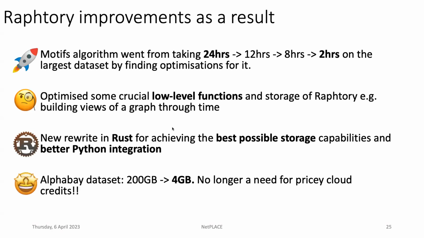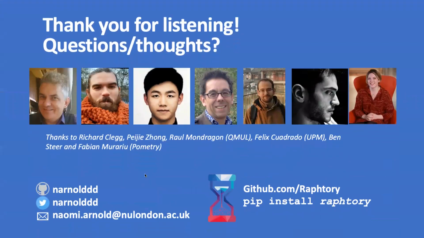And having rebuilt it in this way, before we needed to use an Azure machine with, I think, 256 gigabytes of RAM inside to store AlphaBay, which was about 200 gigabytes. It's now down to 4 gigabytes as a graph, so it can be run on a laptop instead. So I think it was definitely a worthwhile journey of improving this algorithm and what came out of it for Raphtory.